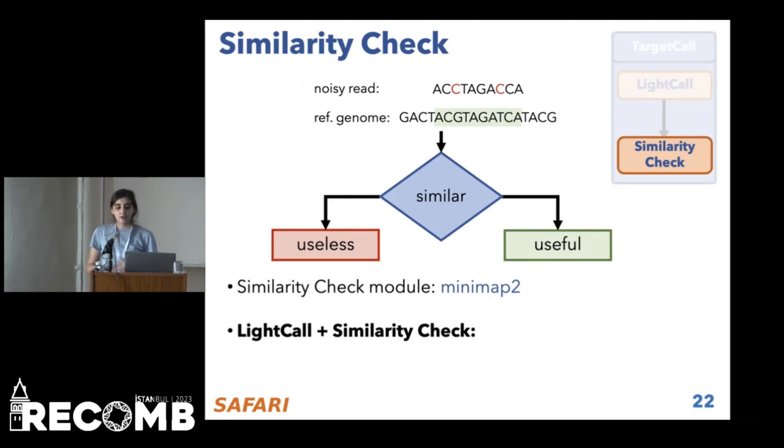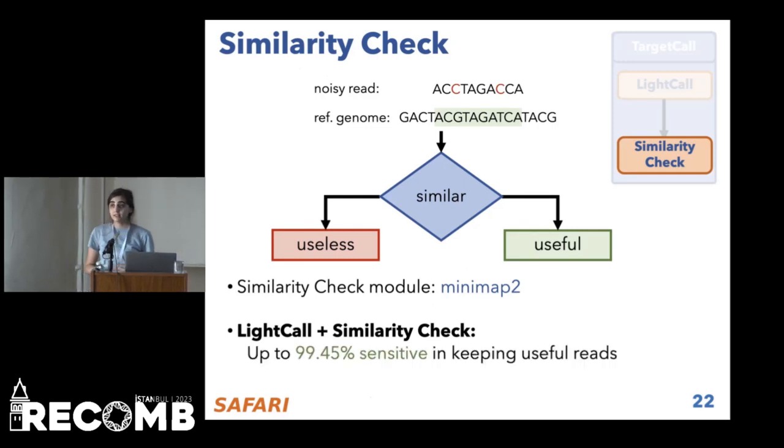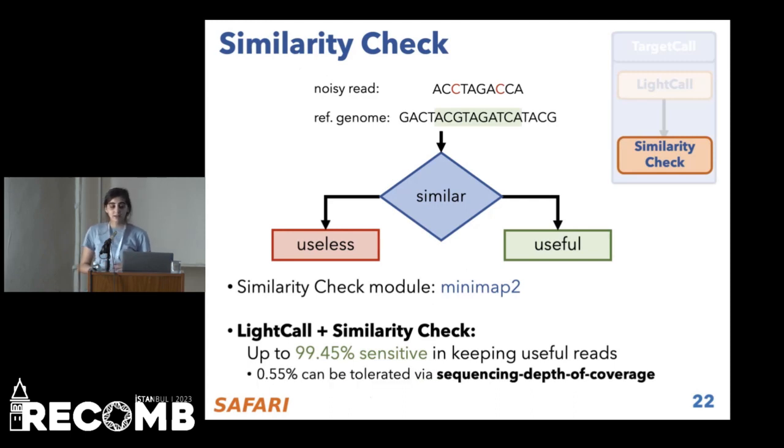And when we combine LightCall with the similarity check, so when we use Minimap2 for the noisy reads coming from LightCall, we show that we can achieve up to 99.45% sensitivity in keeping useful reads. And we show later that this is good enough, because the 0.5% loss of useful reads can be tolerated with high sequencing depth of coverage.